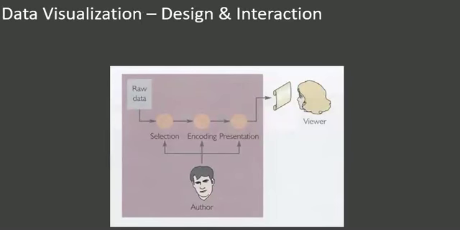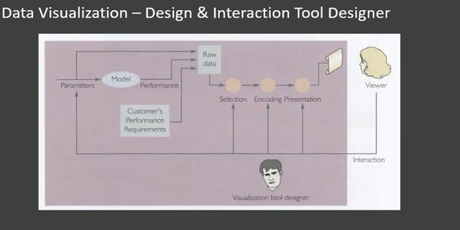First of all, as we have seen, if we have raw data, then we do its selection and coding, and then we present it, and the viewer is able to view that data. But when I talk about the design interaction and the data visualization toolbox, I will be adding some more things. If you can view over here, I will be adding interaction. We'll be using some model parameters, and we will monitor the performance, and we will know what parameters are required according to the data visualization toolbox for building a proper visualization which has all these important things embedded in it.